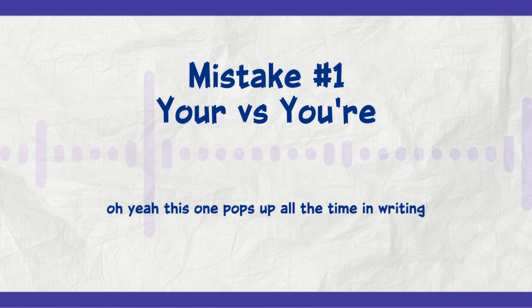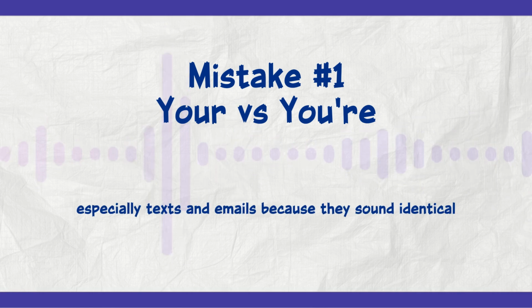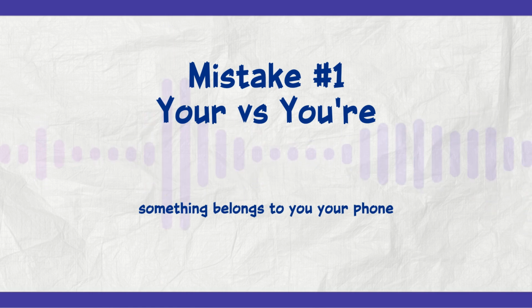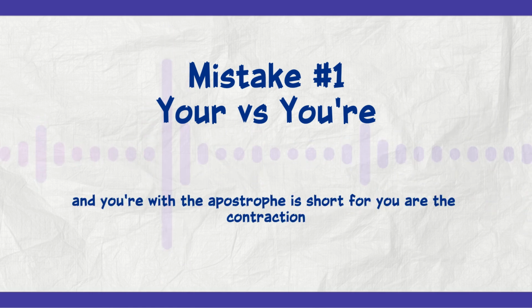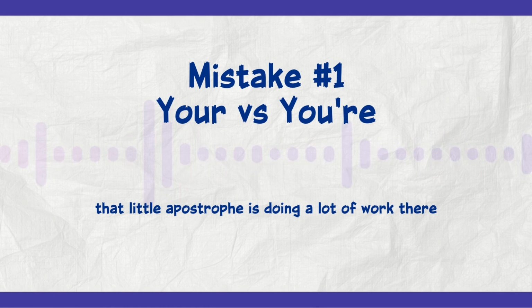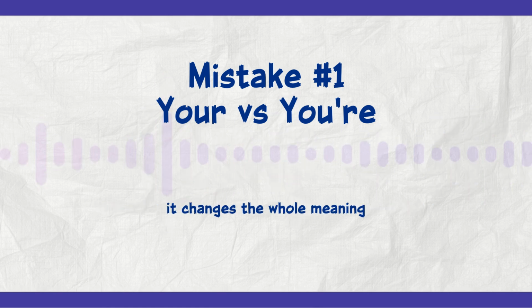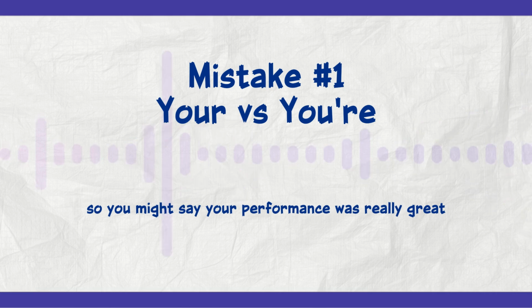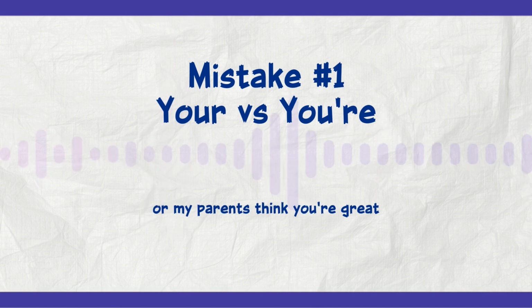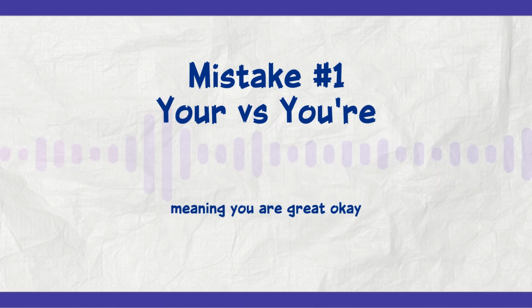Oh yeah, this one pops up all the time in writing, especially texts and emails, because they sound identical. Exactly. So your, Y-O-U-R, shows possession. Something belongs to you. Your phone, your idea, possessive. And you're, with the apostrophe, is short for you are, the contraction. Like, you're doing great, or you're listening to this podcast. Perfect. That little apostrophe's doing a lot of work there, isn't he? He really is. It changes the whole meaning. So you might say, your performance was really great. That's Y-O-U-R, possessive, right? Or, my parents think you're great, meaning you are great.